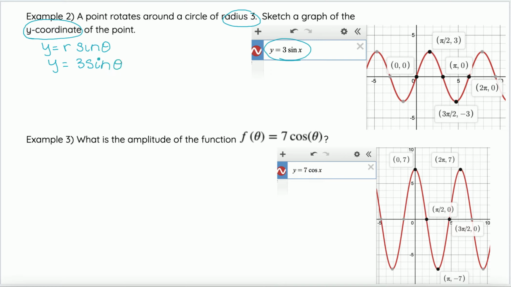Our amplitude is oscillating. If we look at the picture, notice that between the highest and the lowest point is 3 units.